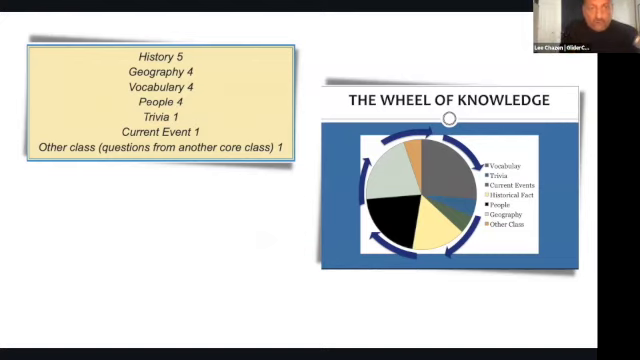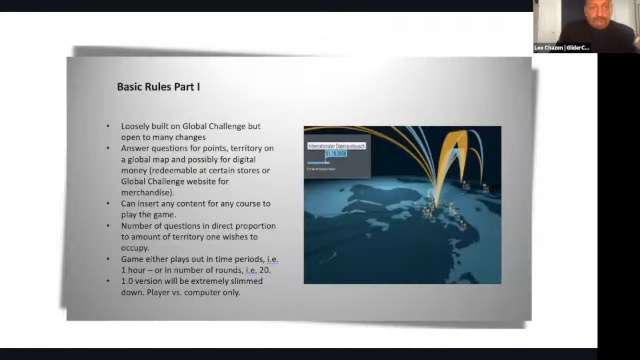You have to write that many questions in history, geography, vocabulary, people, trivia. A current event, something happening right now, could be the climate crisis, could be the fires in California, could be anything happening around them so they can make knowledge relevant. And then something from one of their other classes so they can see the connection between what they're learning in one class to that of another class. These all get entered into the little widgets there on the wheel, and then the wheel is spun around. The classes can decide how they do the questions.